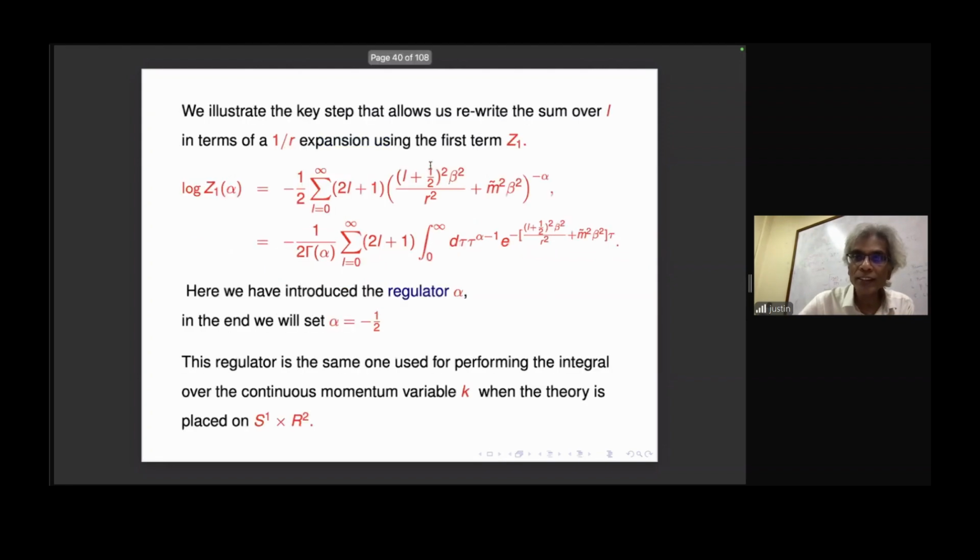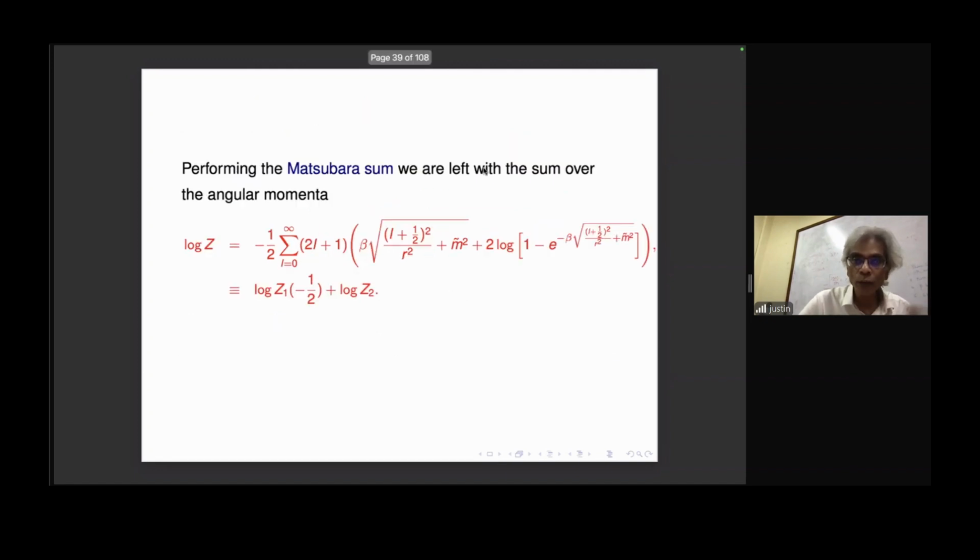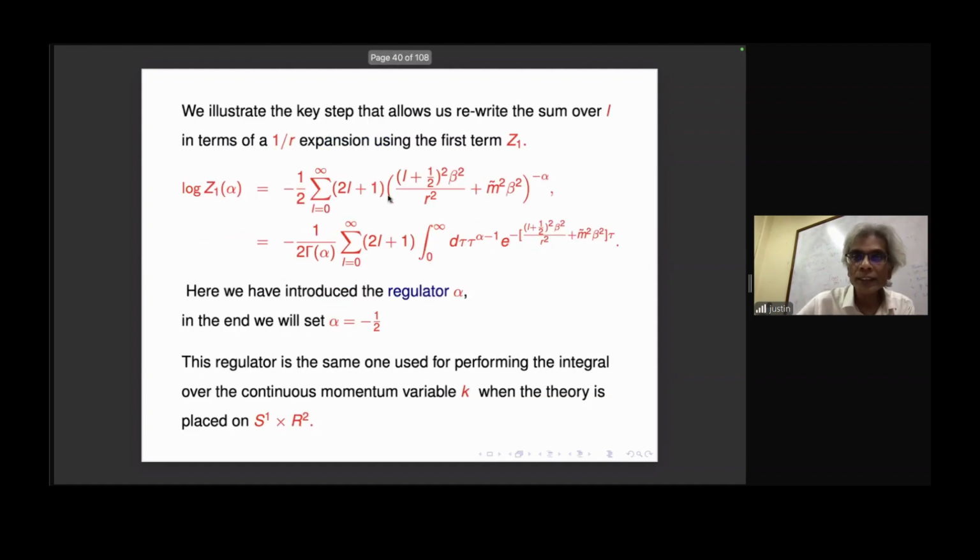So we first regularize it. Our goal is basically to do the L sum and write the whole thing as an expansion in terms of 1 by r, a series in 1 by r. R is the radius of the sphere. So let's take the first term. We put in minus alpha just to regularize it, and when you put alpha equals minus half, it becomes the term which we're looking at.